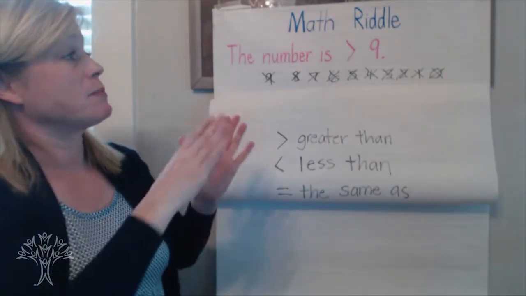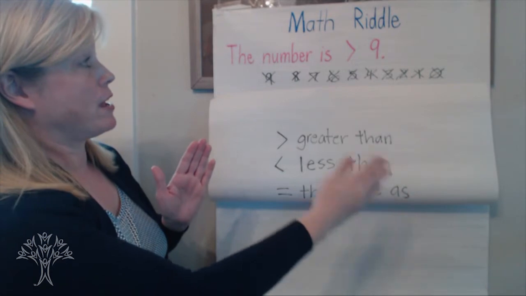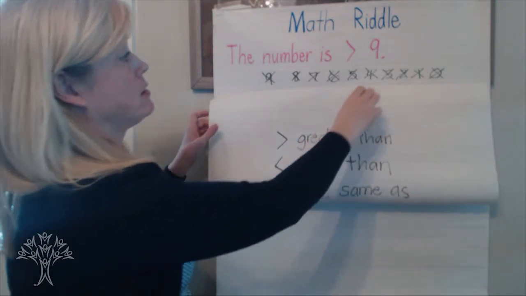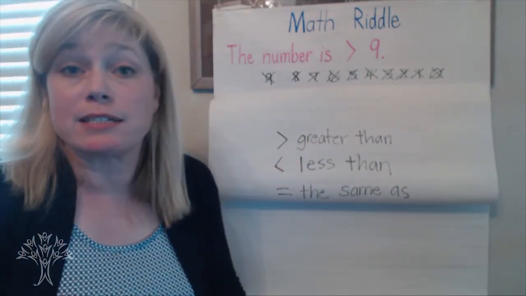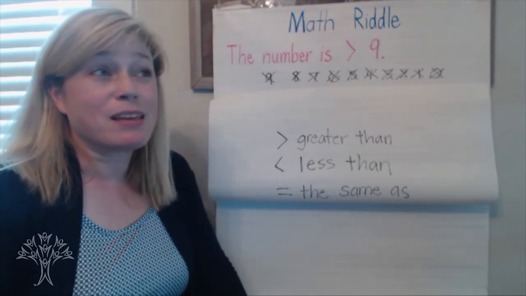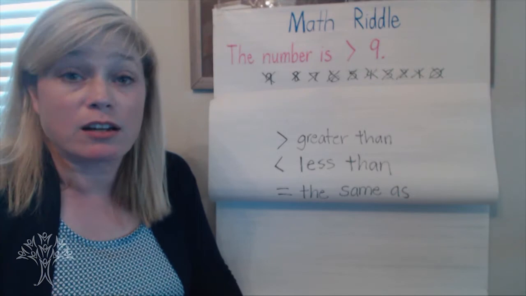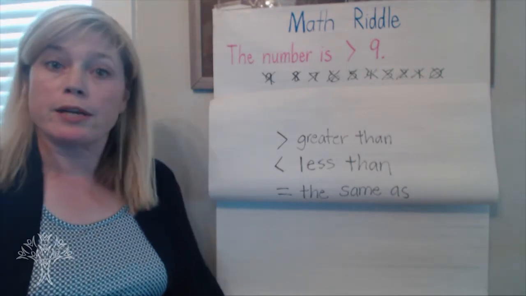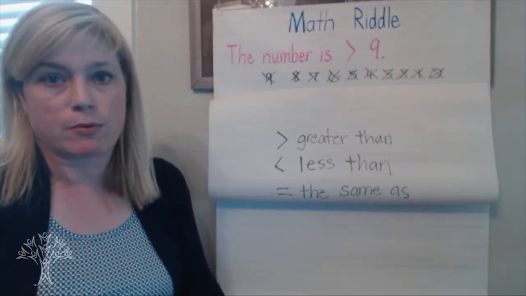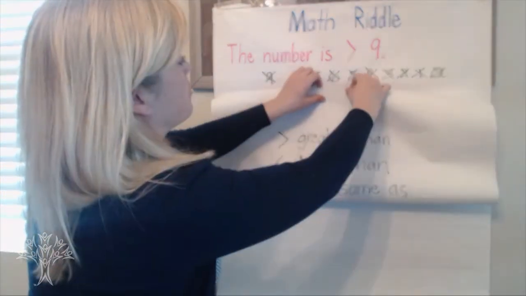So we know it has to be a number greater than 9. So maybe it's 10. Maybe it's 1083. There are a lot of numbers greater than 10. So what are we going to need to do? Get some more information. Let's move to our next clue.